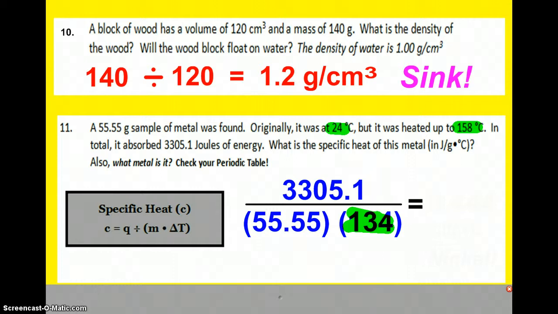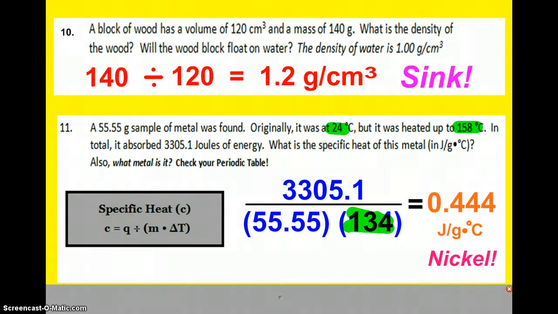So I want to make sure I do the correct order of operations, so either using parentheses on your calculator or multiply the bottom of the fraction first and then divide. But when I do that, and using my 3 sig figs, I get 0.444, and that's joules per gram degree Celsius. And when I look that up on the back of my periodic table, that is indeed the element nickel. Nickel on the back of your periodic table, nickelback.